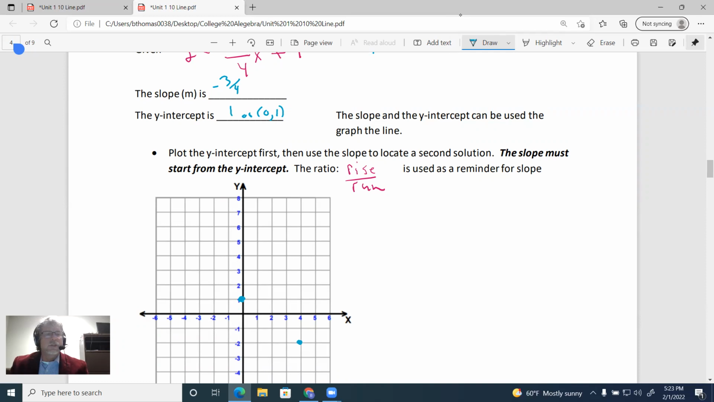Now, if I wanted to, instead of using -3/4, I could write this as 3 over -4. So the negative doesn't have to stay on top. So from this y-intercept, I could have gone up 3, 1, 2, 3, and left 4, 1, 2, 3, 4, and I would have a solution over here. Because notice again, I can't go down 3 and right 4 because I'd be going off my graph. So from there, we can sketch our graph of our line.